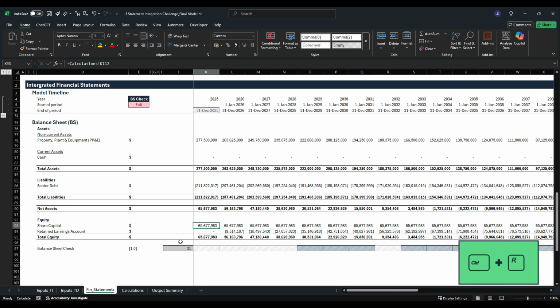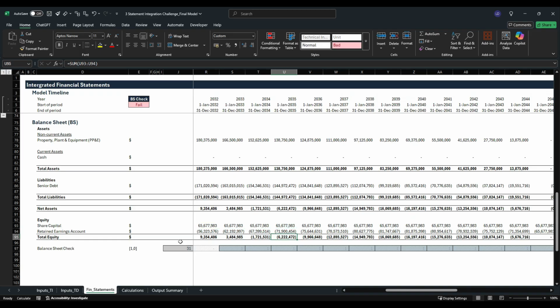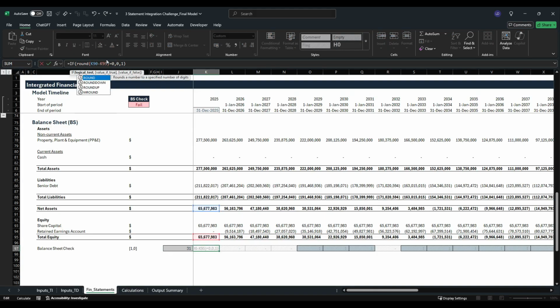Hit Control R, and you can see our balance sheet actually balances in some periods, but not all of them. Let's check the check though. So you can see this number is essentially the same, but probably it's just some rounding issue. So what we do with our check is we round the difference of these two numbers.